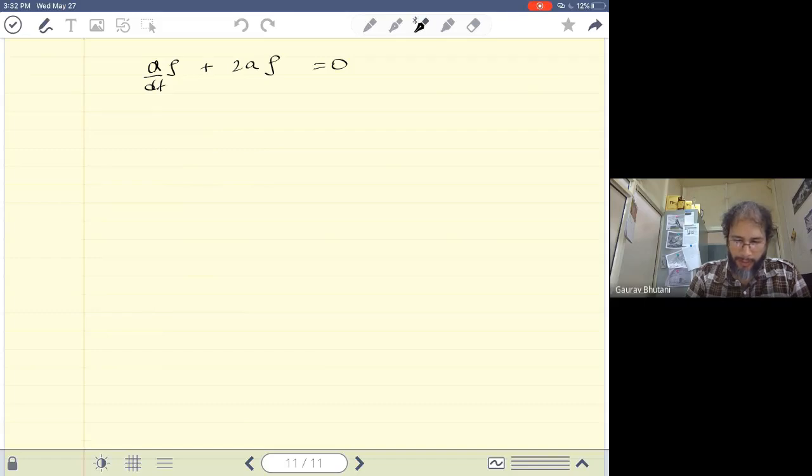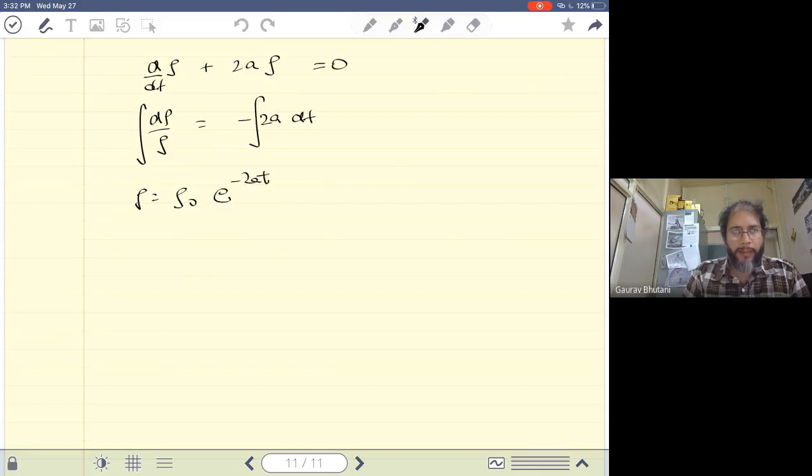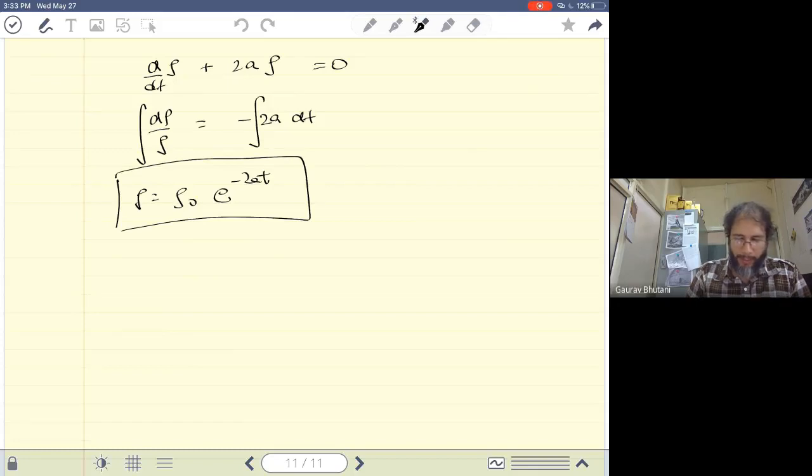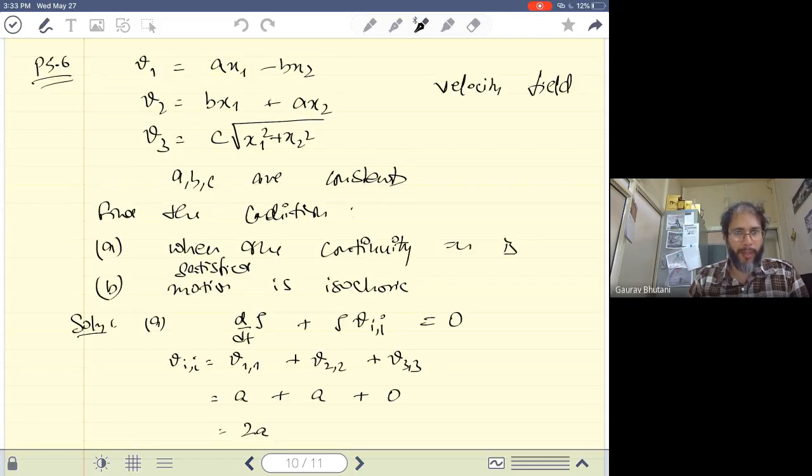So we can write d rho by rho equals minus 2A dt. We integrate both sides, and what we get finally is rho equals rho naught times e to the minus 2A t. So that's the condition. We have found a condition on rho which allows us to satisfy the continuity equation for this velocity field. The only thing given to us in this case is a velocity field in the system. Part B is independent of part A.